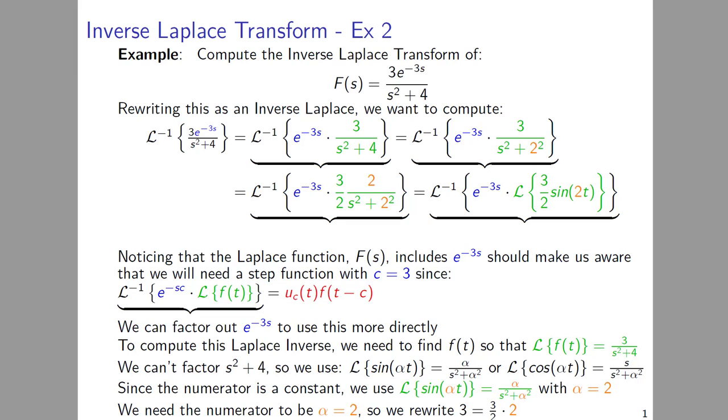So using what we found about the Laplace transform of step functions, where Laplace of f of t is the Laplace of 3 halves sine 2t, and it's shifted by c equals 3, we can conclude that this is u sub 3 of t times 3 halves sine of 2 times t minus 3.